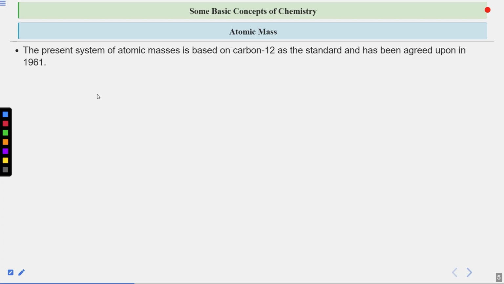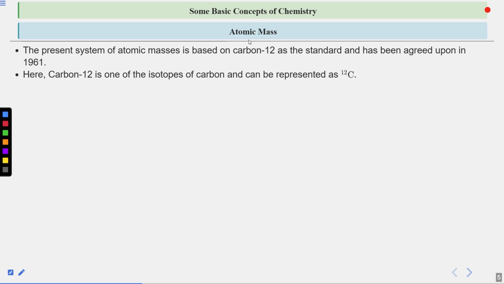First of all, let us try to understand what is atomic mass. In the present system, the atomic mass is based on carbon 12 as the standard. This was agreed upon in 1961. Before that, scientists tried to keep hydrogen and also oxygen as the standard, but due to some reasons, it didn't work out well. So we have to stick to the carbon 12 isotope.